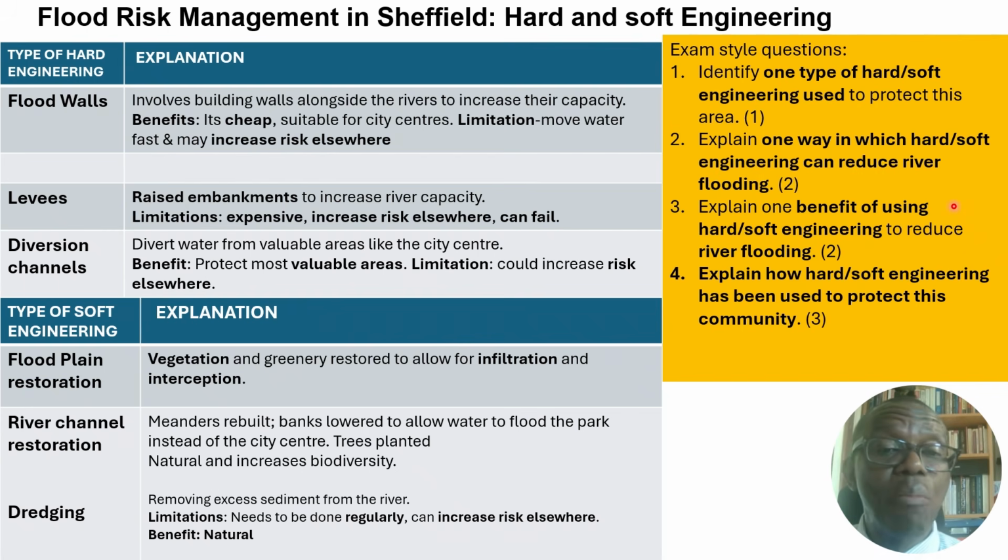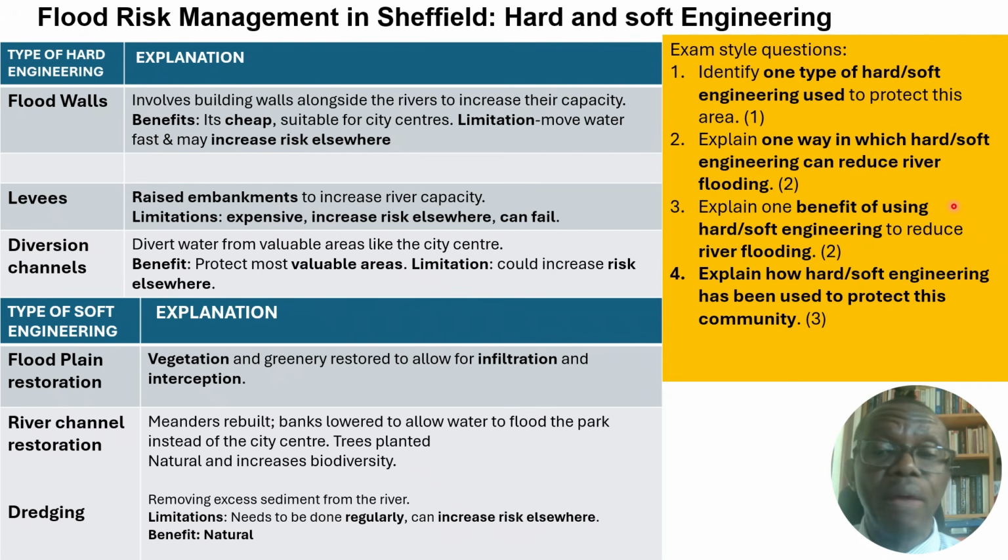So again, here you're mentioning one of these types of hard or soft engineering and then explaining how it will mitigate flood risk. Explain one benefit of using hard or soft engineering to reduce river flooding. So here you're talking about the advantages, but you could also be asked to talk about the disadvantages. Then lastly, explain how soft or hard engineering has been used to protect this community.